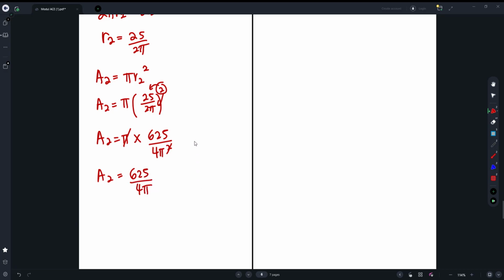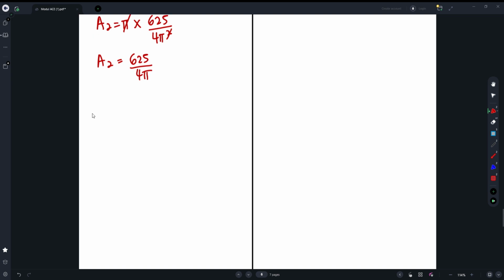That is area 2. And as you continue for area 3, you need to find the radius 3. So 2 pi r3 is equal to the circumference of the third circle, which is 25 over 2.